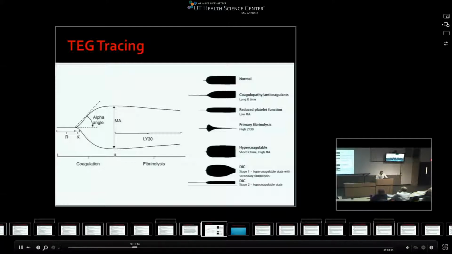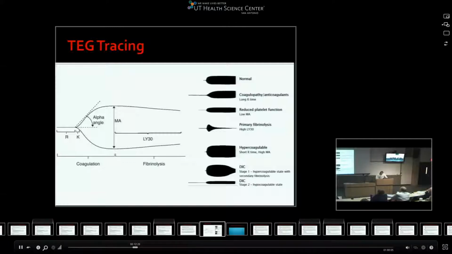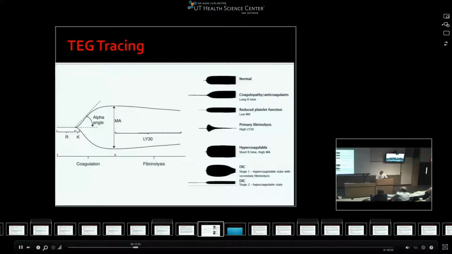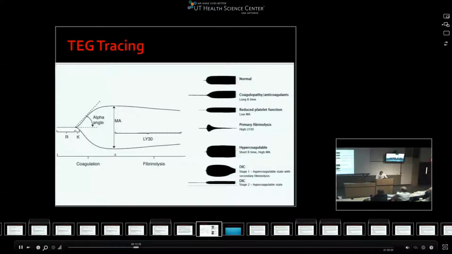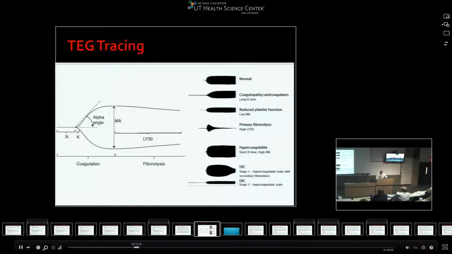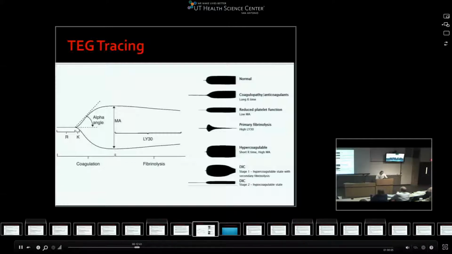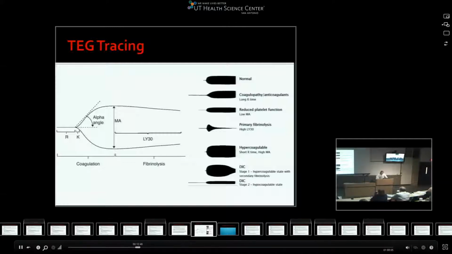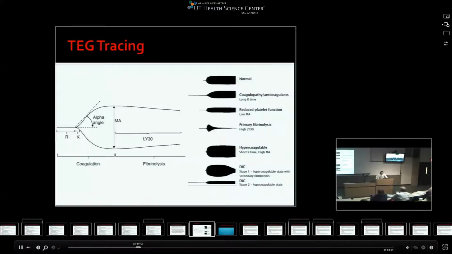Next is the alpha angle, which is the rate of fibrin buildup and cross-linking and is affected by fibrinogen function and, to a lesser degree, by platelet function. And then the MA, the maximum amplitude, is affected primarily by platelets and to a lesser degree by fibrinogen. A decreased MA is consistent with reduced platelet function. Lastly is LY, which is basically a function of fibrinolysis and is prolonged in primary fibrinolysis, as shown here. The left side also shows a teardrop shape.